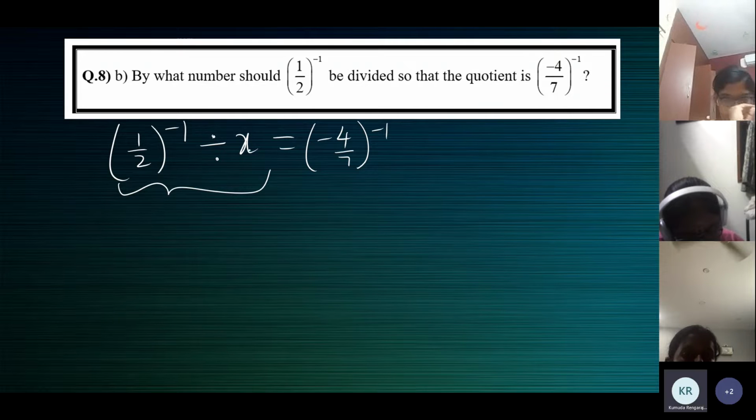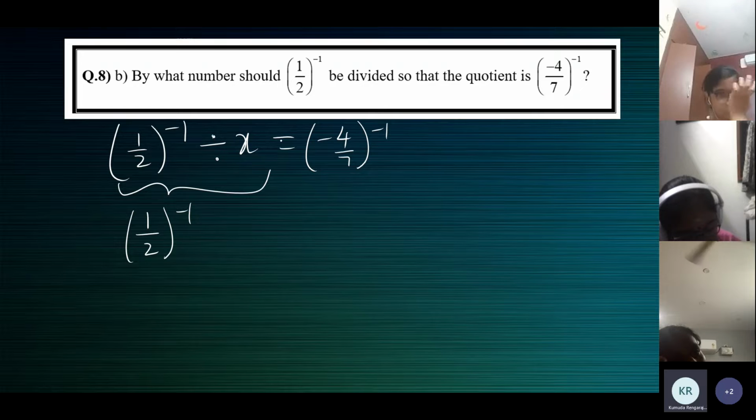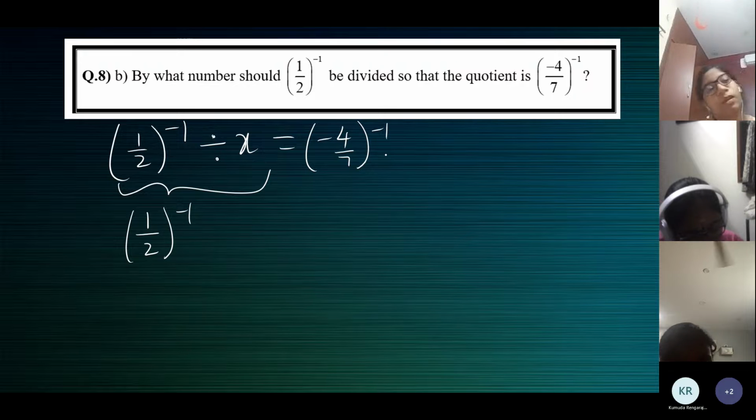So here, if you want to transpose, you can only transpose x to the other side. You cannot transpose (1/2)^-1. If you want to transpose x, it will be (1/2)^-1 divided by x, and division will go for multiplication to the other side, right? So now tell me.